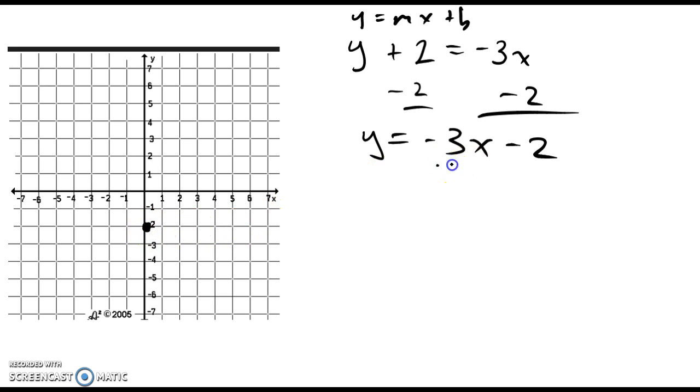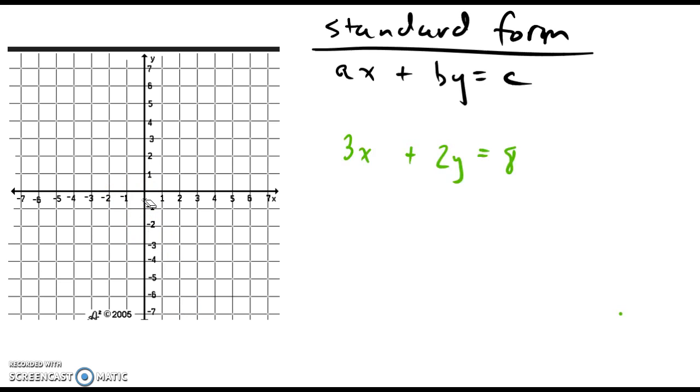And now we've got a negative 3 over 1. We've got a negative slope, rise over run, but instead of rise, we have a negative rise, which is in the downwards direction. So 1, 2, 3, and over 1. And here is our line. Let me try to get this a little straighter this time. There we go. There's our line.